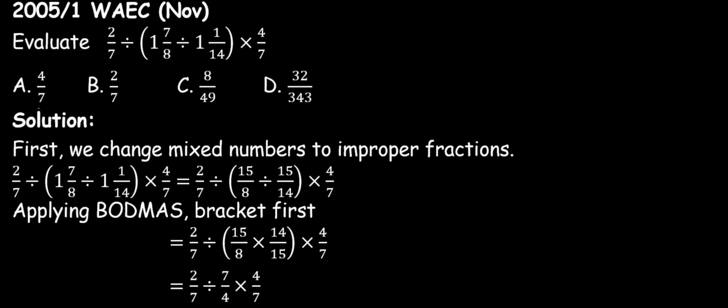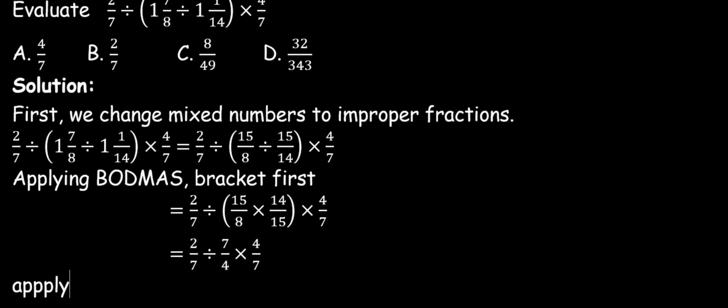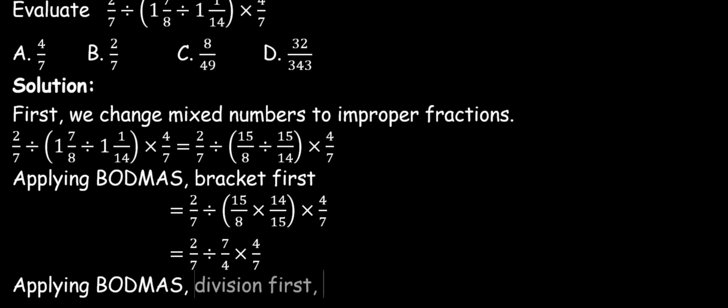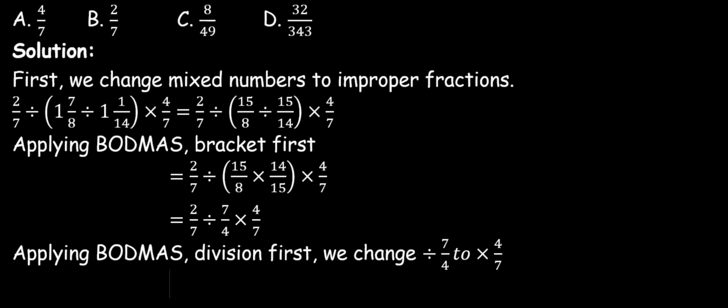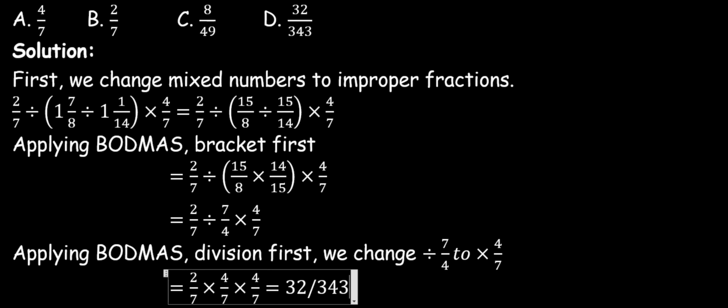Next, we are still applying BODMAS, division first before multiplication. We will change the term immediately after the division sign, which is 7 over 4, to multiplication, and it becomes 4 over 7. And that will give us 2 over 7 times 4 over 7 times 4 over 7. Since no term will cancel out, we just multiply the numerators out and the denominators out, and we have 32 over 343.